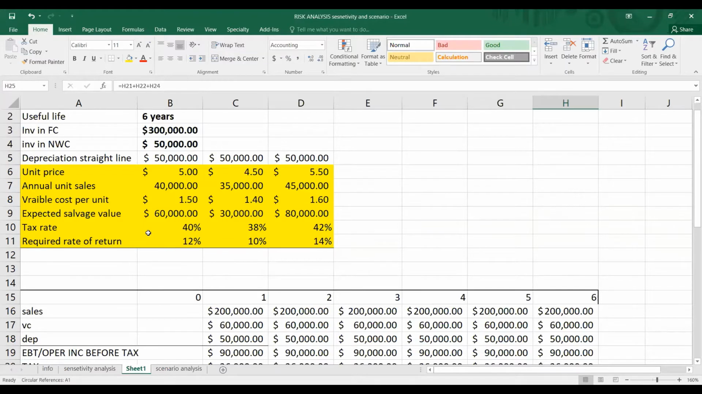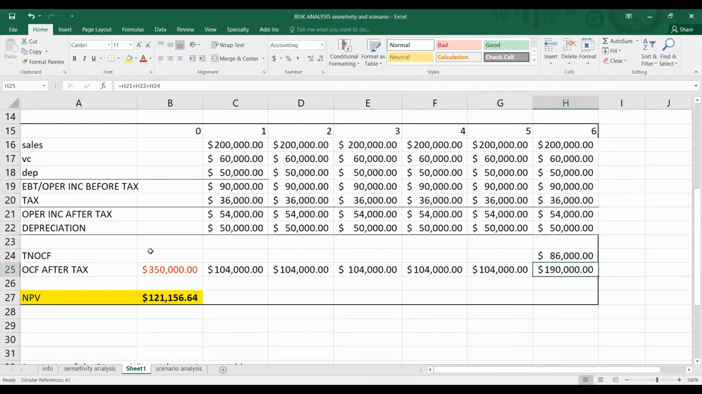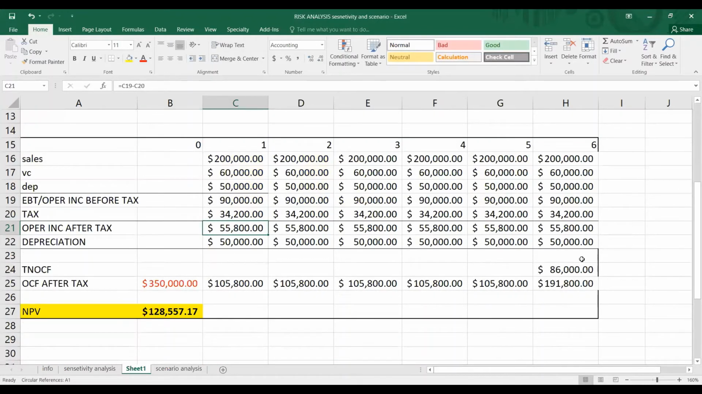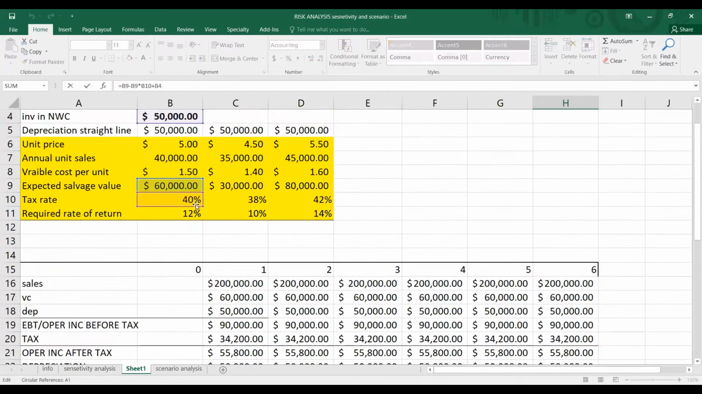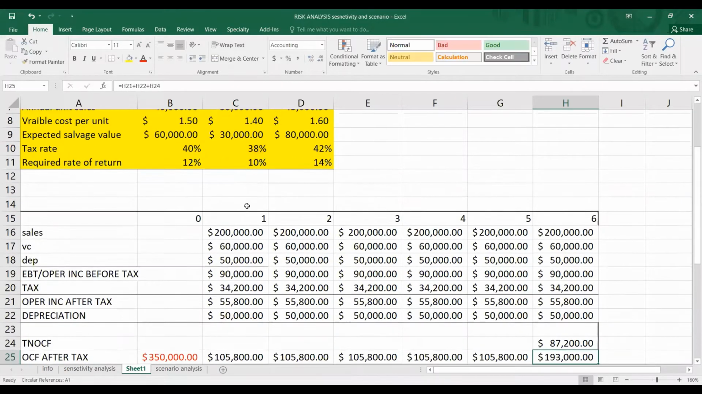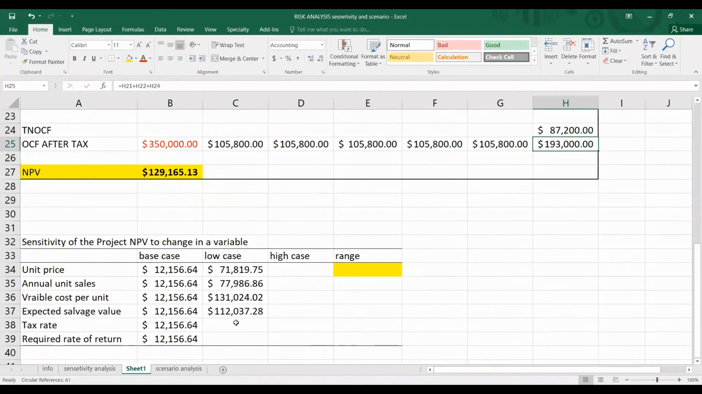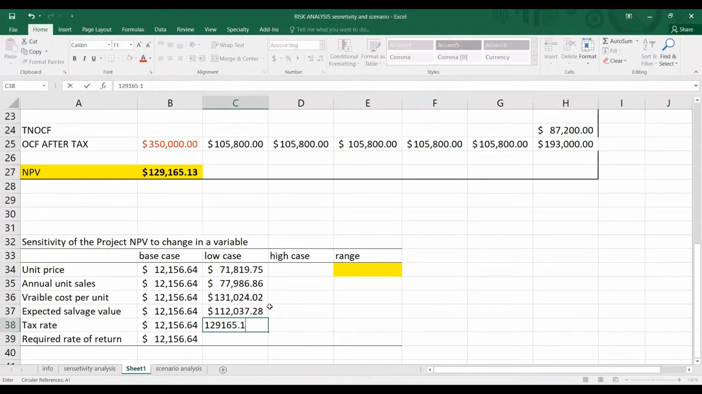What if the tax rate changes? The two things that will be affected here are the tax amount, which shifts from 40 to 38, and the terminal non-operating cash flow, because when you sell your equipment, the tax payment on the expected salvage value will be changed as well. And that changes your NPV: 129,165.13.